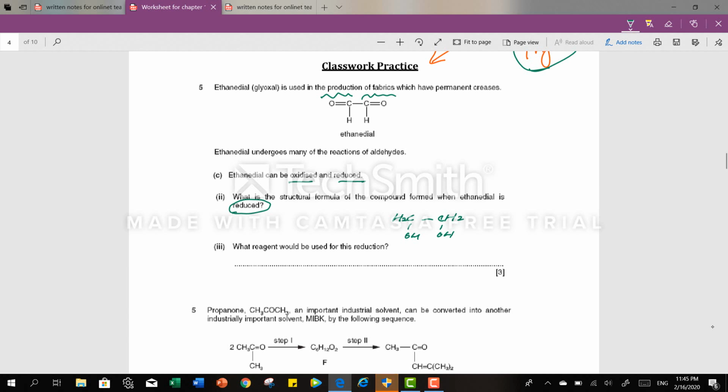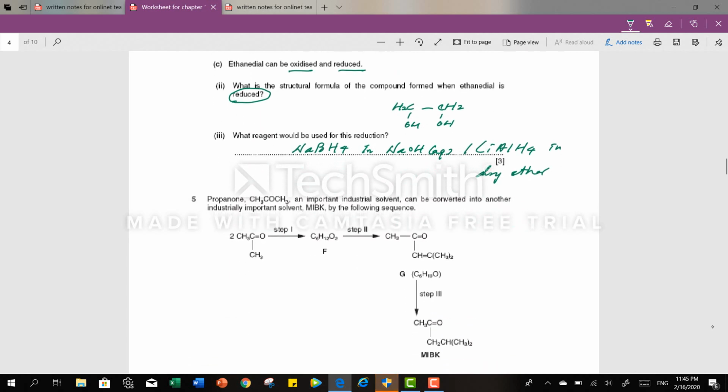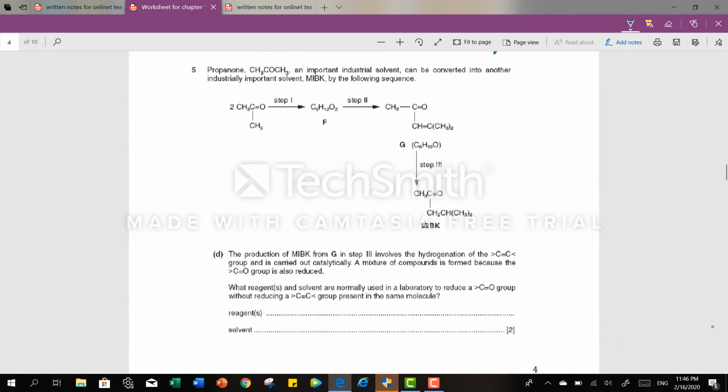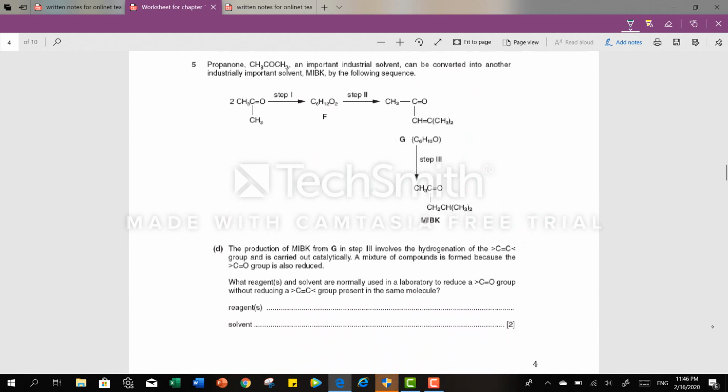Which reagent? Of course, you know now. NaBH4 in sodium hydroxide solution. Or you can use lithium aluminum hydride, it's also okay, in dry ether. I mean lithium tetrahydroaluminate. Okay? Now this seems to be a very complicated one, but let's go to the question directly.